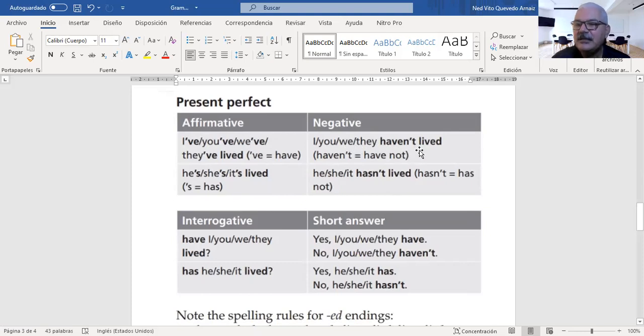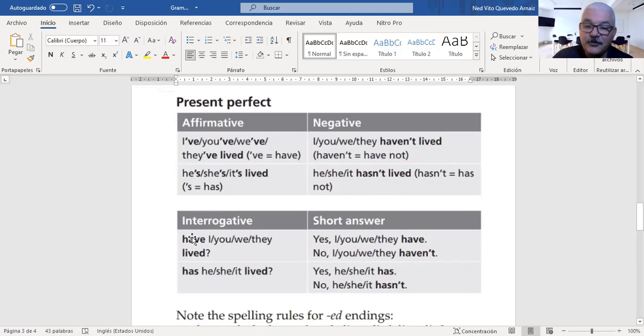We haven't lived. They haven't lived. And for the third person, you will do the same with the verb has. He hasn't lived. She hasn't lived. It hasn't lived. Okay? The interrogative form, it's as we did with the others, an inverted form.